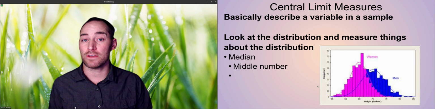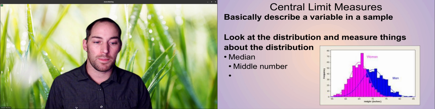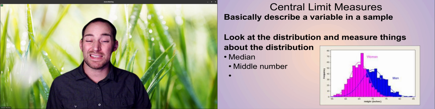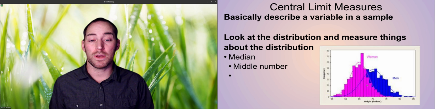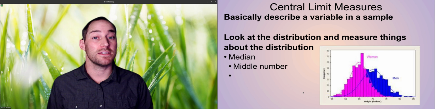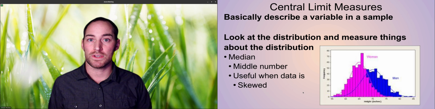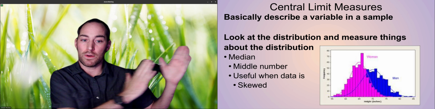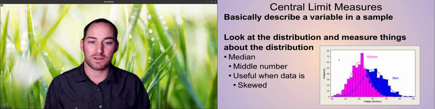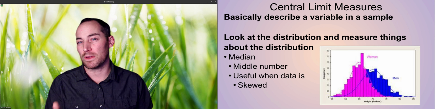So another central limit measure is median. It's the middle number in the spread. So women here have a different middle number than men because men's spread is further. In this case, the median is probably going to be pretty similar to the mean in height in this specific case. In some cases, median might be a better measure when the data is skewed. So if the data is really skewed one way or the other way, so if this data is over here or over here, knowing the very middle of all the data might be really useful.